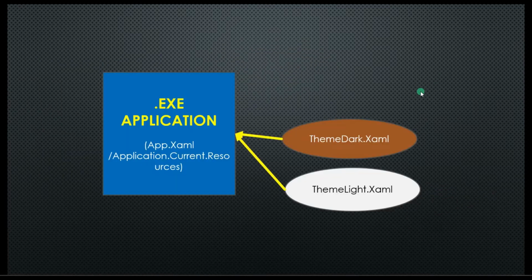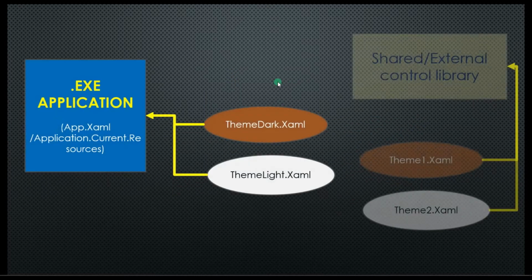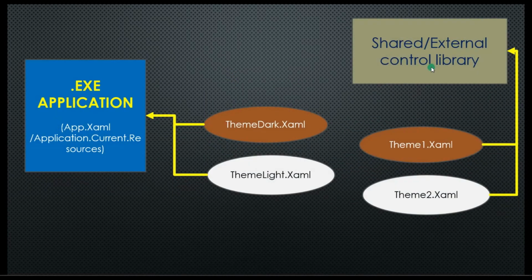Now let's say that we have an application with two themes, named theme dark and theme light, and it is present in the exe application. And what if you have one more shared or external library, or maybe more than one, and they all have their own themes. The themes could also not share the same name, and they could be different. Your application also could take some reference from there.